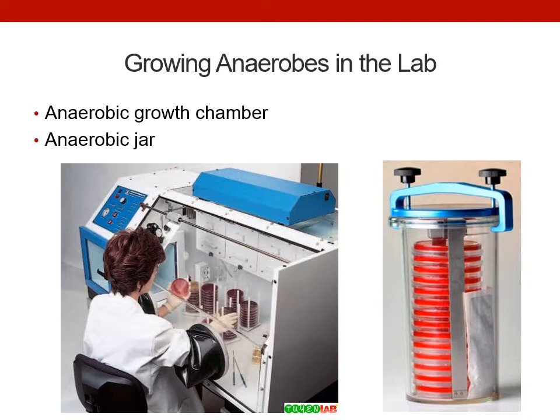Organisms that can tolerate oxygen at low levels can be grown in an anaerobic jar, pictured on the right. A chemical packet is placed inside of the jar, and when the jar is closed, the environment inside becomes anaerobic.